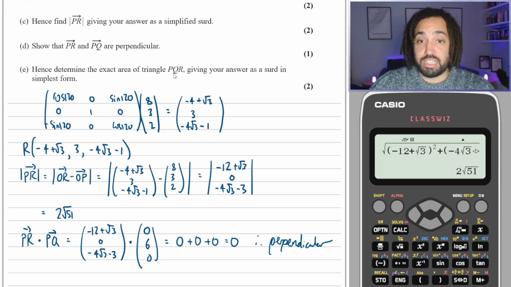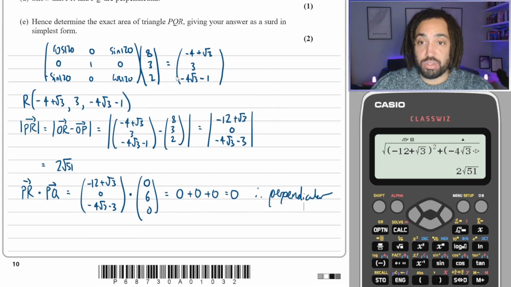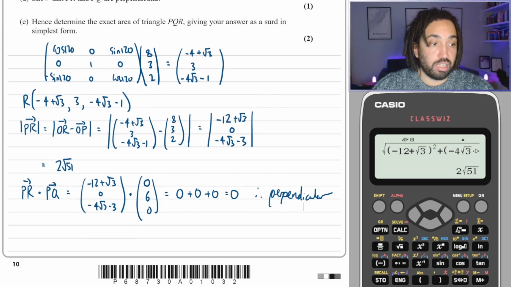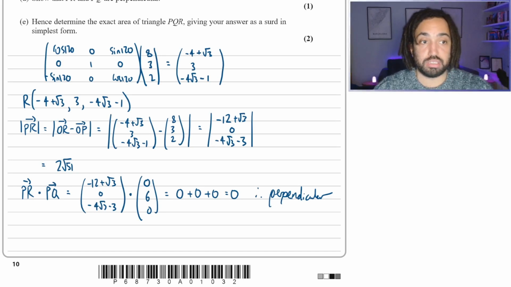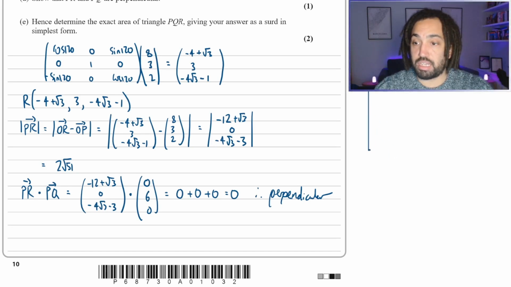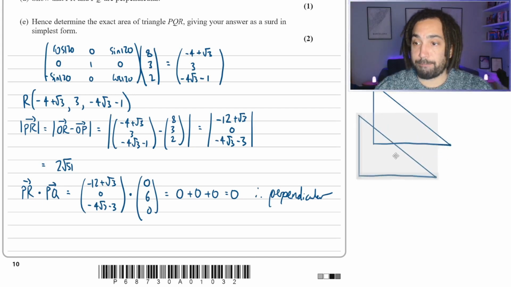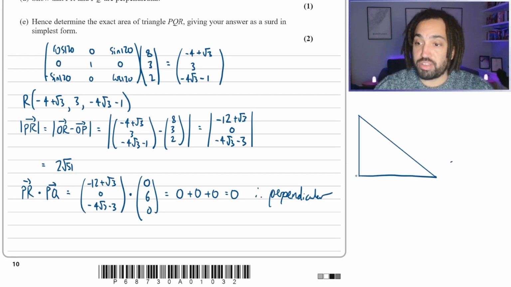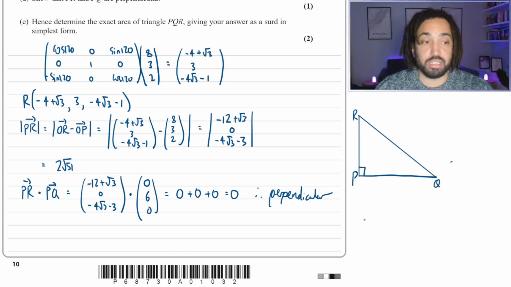And now it's asking me to find the exact area, PQR. Okay, let me just get some more space. I'll work where the calculator is. Okay, so let's look at this then. So PQR. Well, if I was to draw the triangle, it would look something like this, where P is down here, because P to R and P to Q is perpendicular, so there's a right angle there.